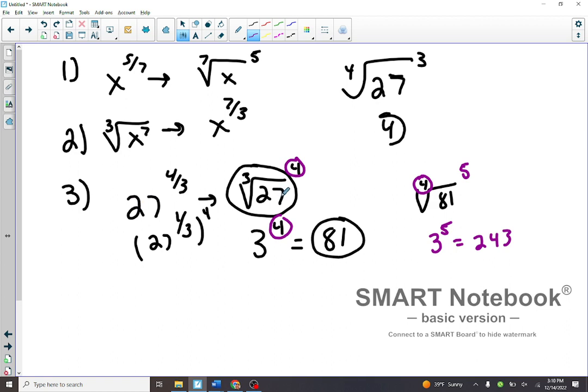If the question says simplify or evaluate, you wouldn't mind if you just took a calculator and entered whatever it is. Let's say the cube root of 27, to the 4. I can enter it as 27 to the 4 over 3 in a calculator and you get 81. Sure, you evaluated it. That's fine.